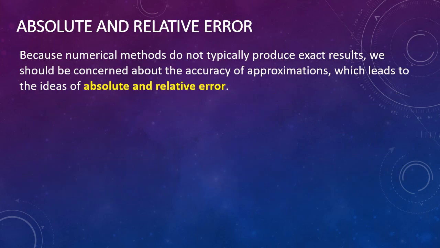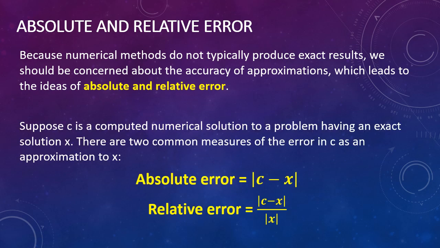Absolute and relative error. Because numerical methods do not typically produce exact results, we should be concerned about the accuracy of approximations, which leads to the ideas of absolute and relative error. Suppose C is a computed numerical solution to a problem having an exact solution x. So C is the approximation of the actual value, the exact value x.